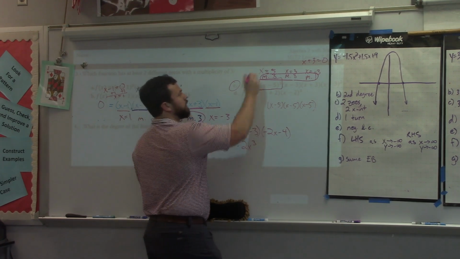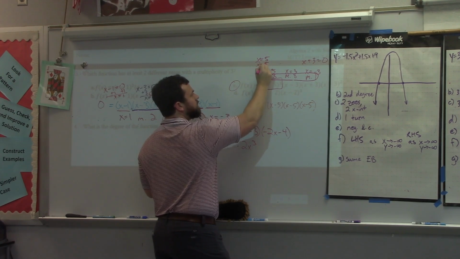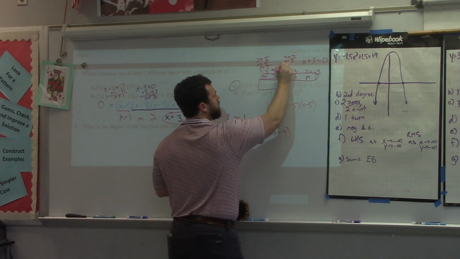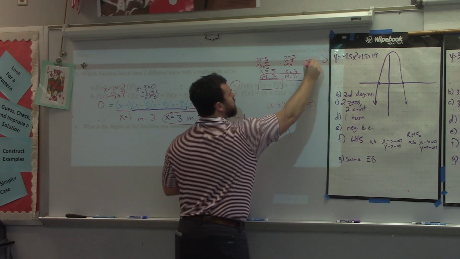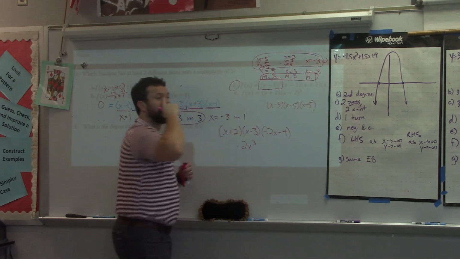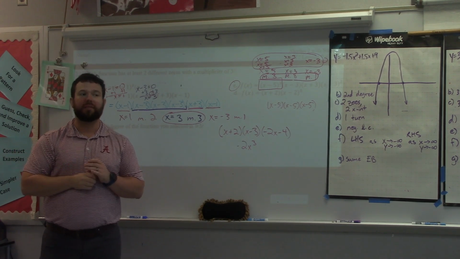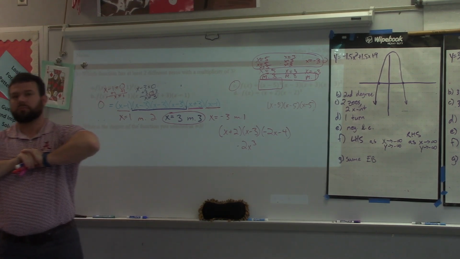Okay. Look, x equals 5 how many times? 3 times. X equals 3 how many times? 3 times. And x equals negative 3 how many times? Count them up. How many zeros do we have? 7. Okay? We got 7 zeros. So what degree is this polynomial? 7th degree.